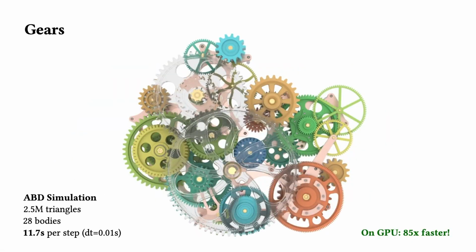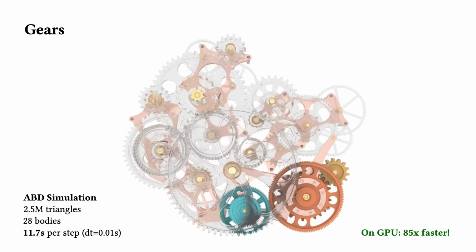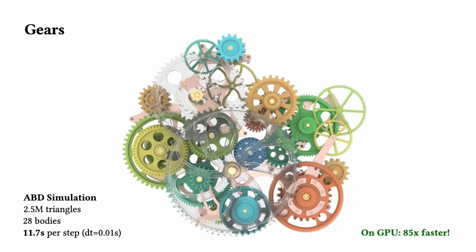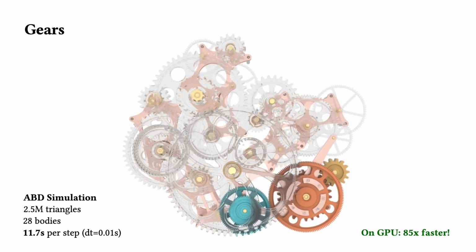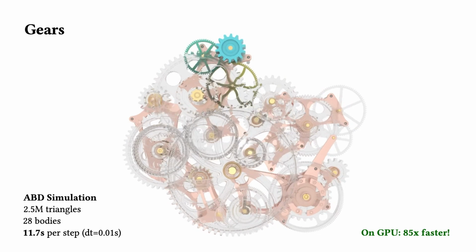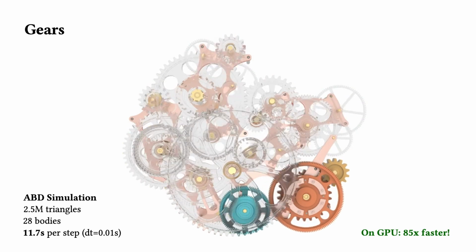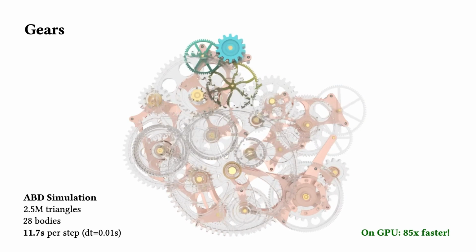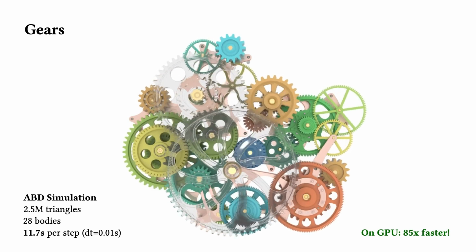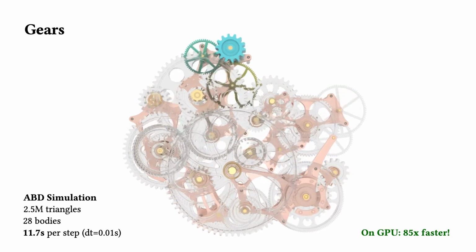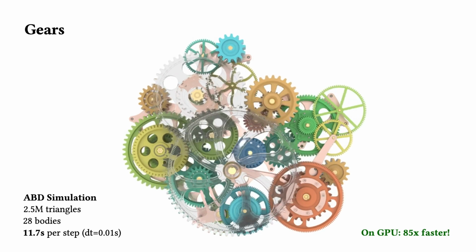ABD's combined scalability and robustness can be pushed to the extreme. In this challenging stress test example, we simulate a complex 28-gear system with frictional contact resolving all interactions. Here, the surface meshes contain well over 2.5 million triangles with over a quarter in contact at every time step. ABD is able to simulate this model at 11 seconds per time step, with large time step sizes, while on the GPU, we've successfully accelerated it further by 85 times.